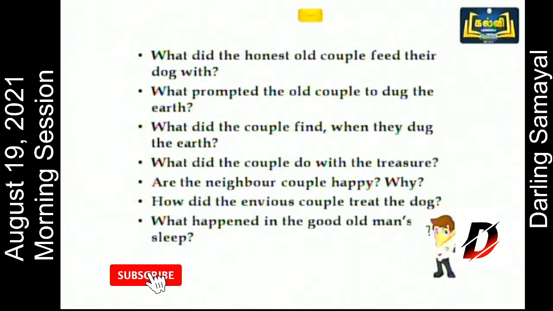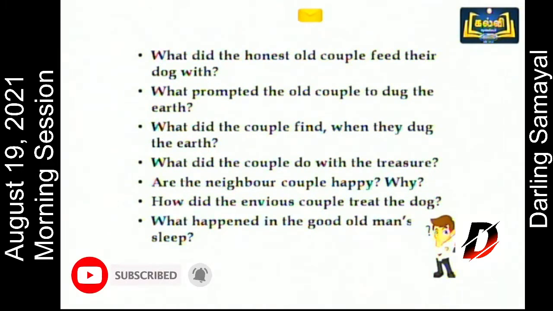What did the couple do with the treasure? The good old couple gave it to the poor. From the remaining amount, they bought a cornfield as well as a rice field.